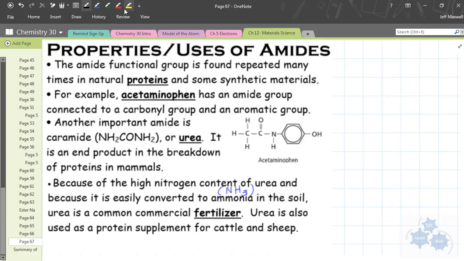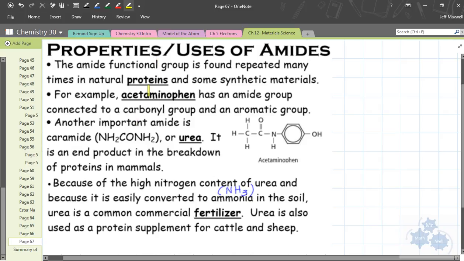Properties and uses of amides. The amide functional group is found repeated many times in natural proteins and some synthetic materials. For example, acetaminophen, you all know what that is? Tylenol. It's the actual chemical name for the substance. Tylenol is kind of the company name. If you're looking for Tylenol and you see acetaminophen and it's cheaper because it's a no-name brand, you can say, hey, I know that's Tylenol.